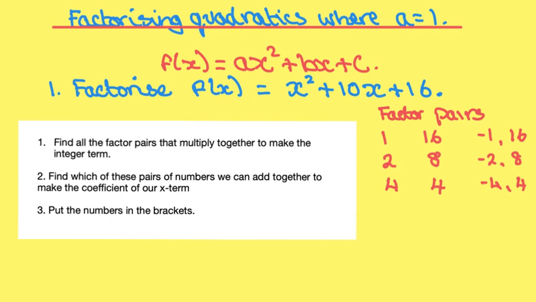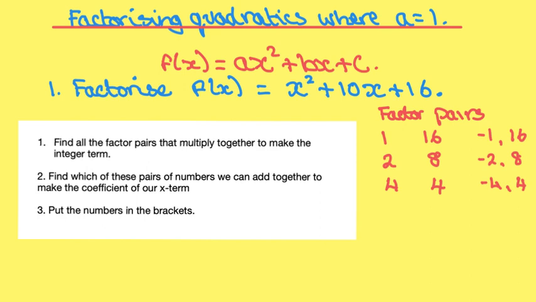2. Find which of these pairs of numbers we can add together to make the coefficient of our x term. In our example, our x term is plus 10. So we look at our pairs and we want the pair that adds up to 10. Well, 1 and 16 adds up to 17. 2 and 8 add up to 10. There's only ever one that's correct. So our factor pair for this quadratic is 2 and 8.